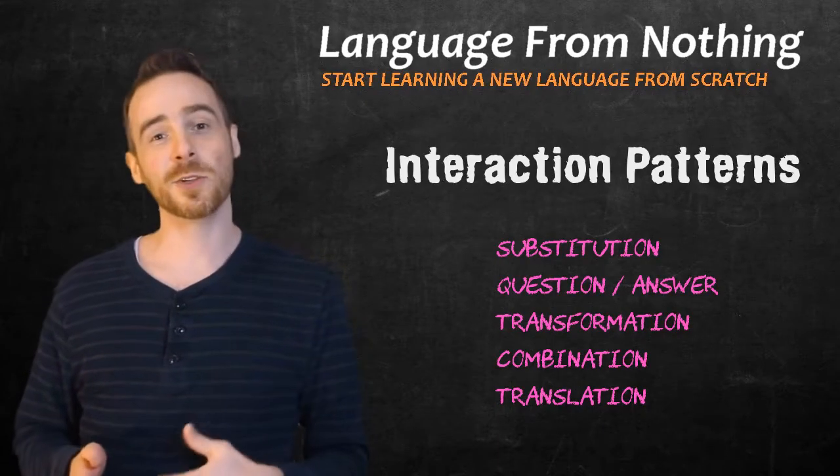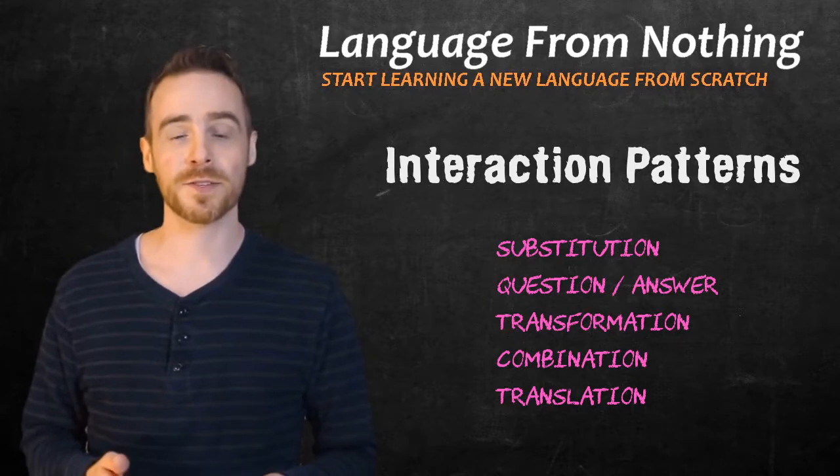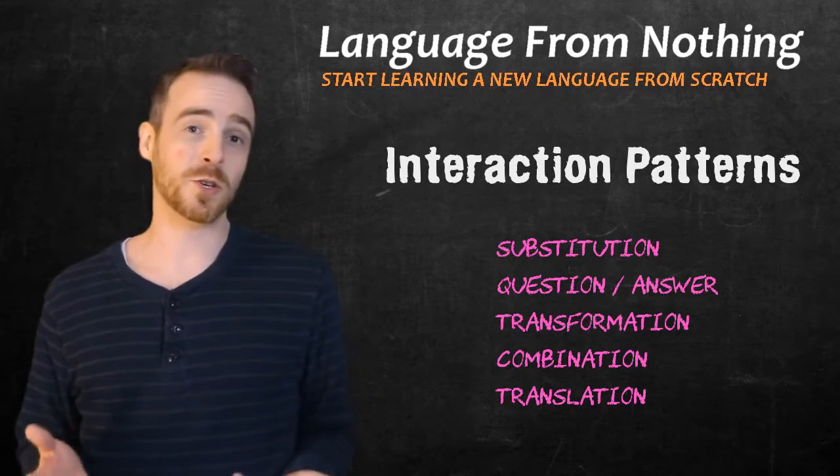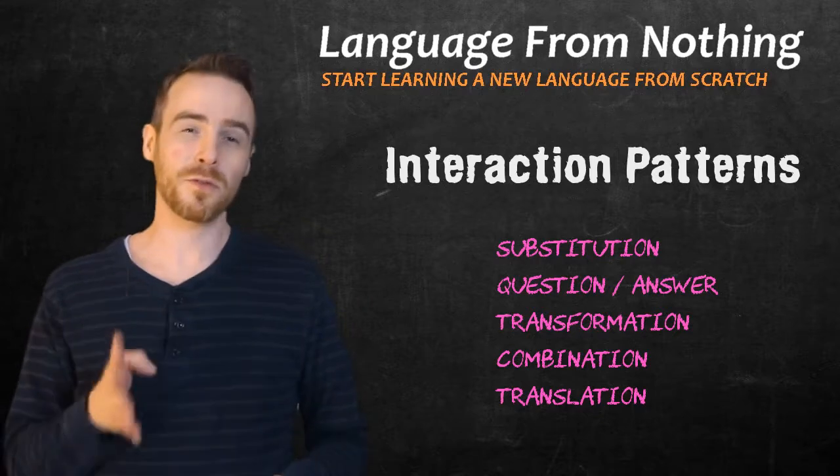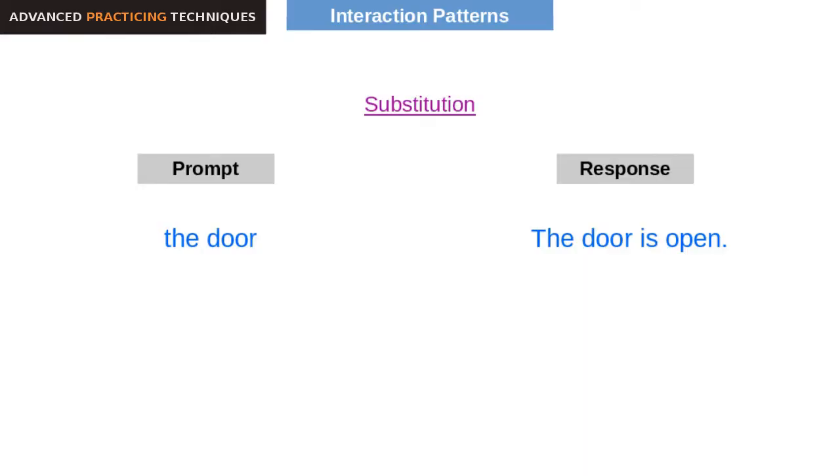Now let's take a look at some different types of interaction patterns. There are many different types that you can use with this method, but there are 4 or 5 that I use most. Substitution pattern. This is the one that we've been using. I'm substituting different items into the same sentence pattern. The door is open, the window is open, the book is open, and on and on. Again, the item that I'm substituting is the prompt and the response is the full sentence, if you haven't got that already.